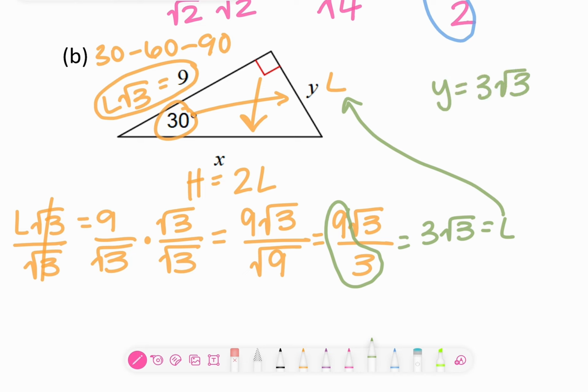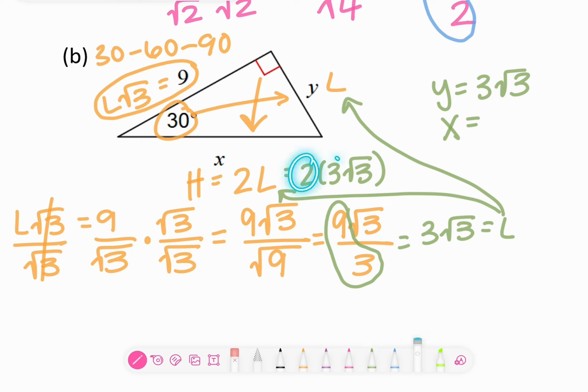Now we also need to find x. So to find x, we are going to have to plug in our L that we just found. So our L is 3 square root 3. We're going to have to plug that in here. So this is going to be 2 times 3 square root 3. All you have to do here is just multiply the whole numbers and keep the radical there as multiplied by it. And so you're going to have 2 times 3, which is 6, and then square root 3. So this is going to be 6 square root 3 for this x value here. Okay, 6 square root 3 for your x value.